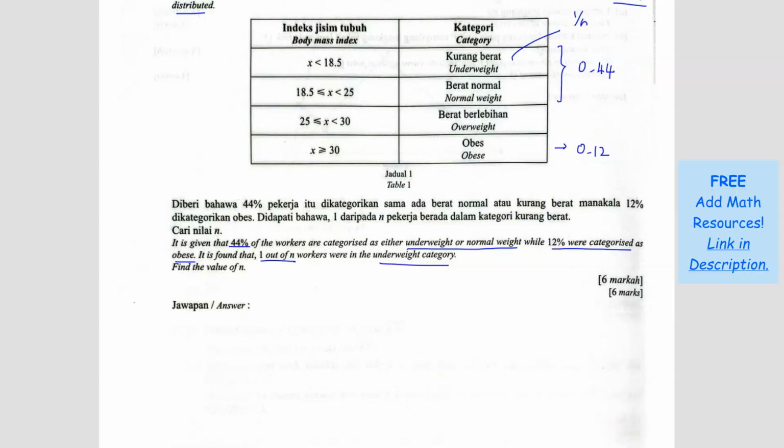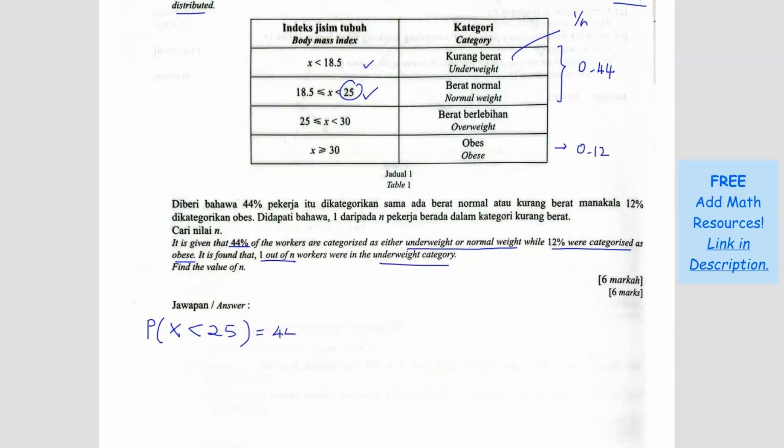The first one they said is 0.44. 0.44 is underweight or normal, right? Normal is from 18.5 to 25, and underweight is less than 18.5. So what can we say? We can say the probability of the weight less than 25, correct? The 0.44 represents normal weight and also underweight. Underweight is less than 18.5, so anything smaller than 25 represents the 0.44.